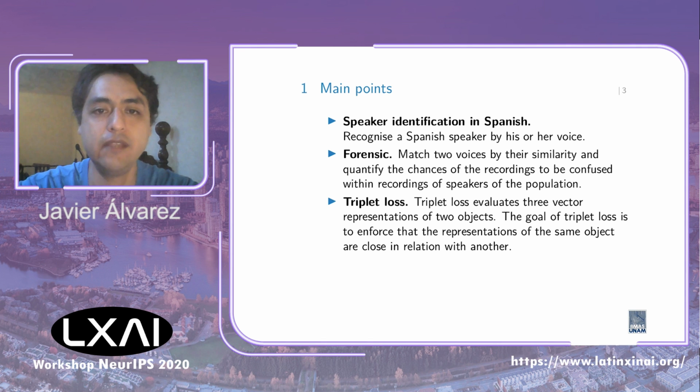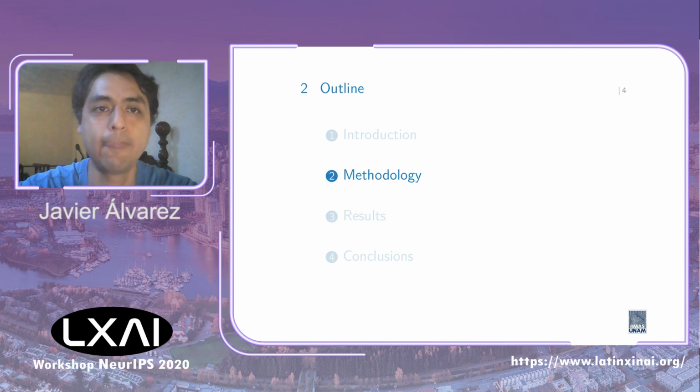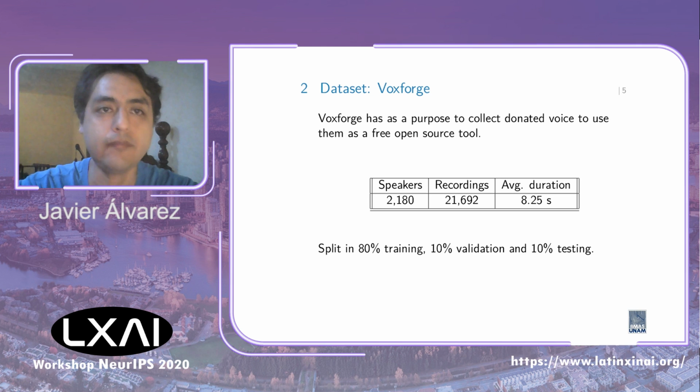Triplet loss is a loss function that uses three vectors. The first two vectors correspond to one object, while the third vector corresponds to the representation of a different object. The goal of triplet loss is to enforce that the representations of the same object are close in relation with another object. Methodology. Our dataset was VoxForge.